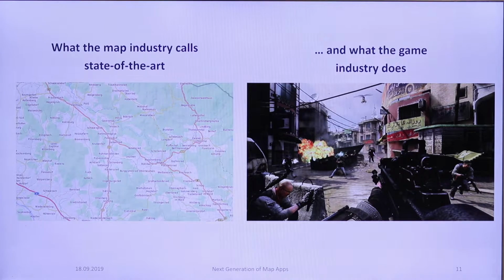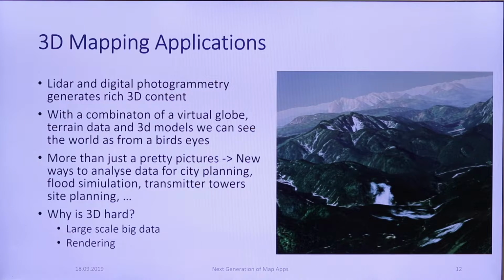And that's exactly what is happening now. More and more map engines switch over to 3D visualization, because we now have more and more 3D content available. For example, we get that content from LiDAR or digital photogrammetry, and with a combination of a virtual globe, terrain data and also high resolution 3D models, we can see the world from a bird's eye view. So that's a different concept from classic cartography, where we see a flat 2D map like I showed before. At this point we can see real simulations of the real environment.